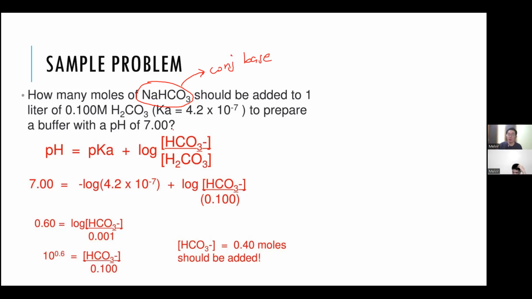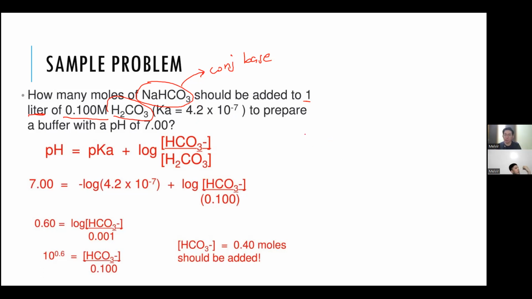It should be added to 1 liter, so you have 1 liter of buffer with 0.1 molar carbonic acid. Actually, carbonic acid alone is a weak buffer. However, you can make it stronger if you add its conjugate base, which is sodium bicarbonate. The Ka of carbonic acid is 4.2 times 10 to the negative 7.